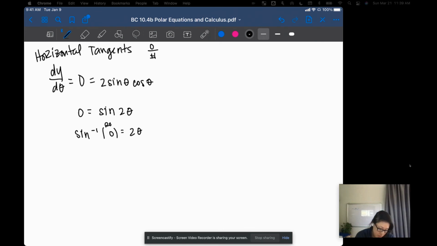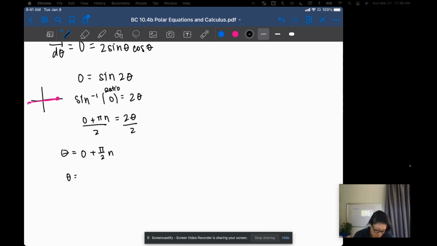And remember, the 0 is a ratio of sides. So when is the sine ratio 0? It's when we have a y coordinate of 0. So 0 and pi. Okay. So sine inverse of 0 is 0 plus pi n, because the angles that give me a ratio of 0 happen 180 degrees away from each other. Divide by 2. I get 0 plus pi over 2n is equal to theta.